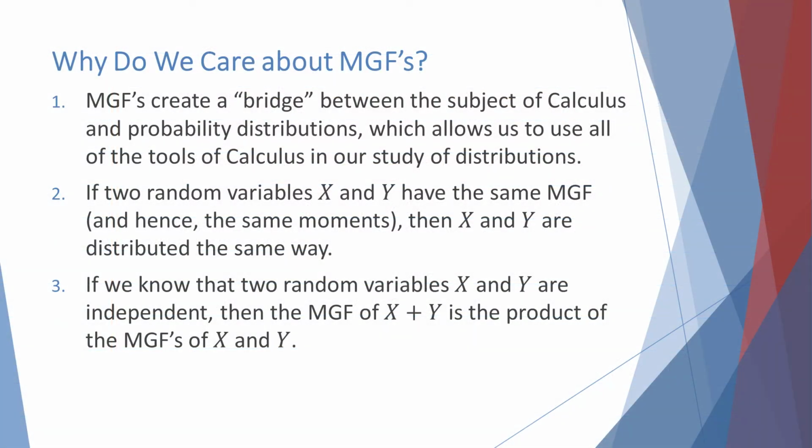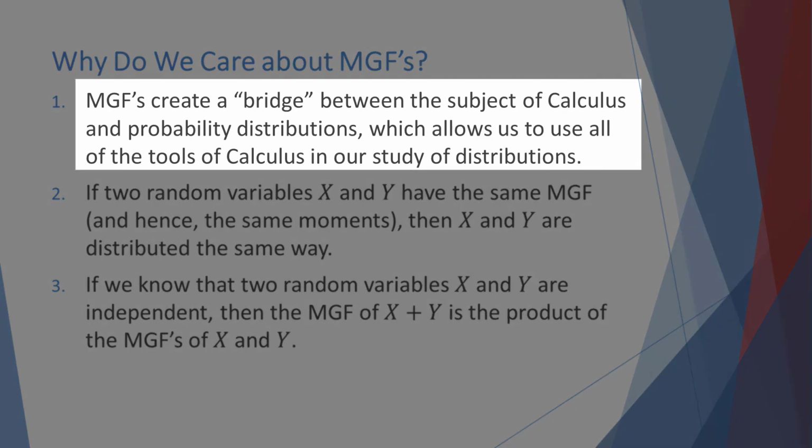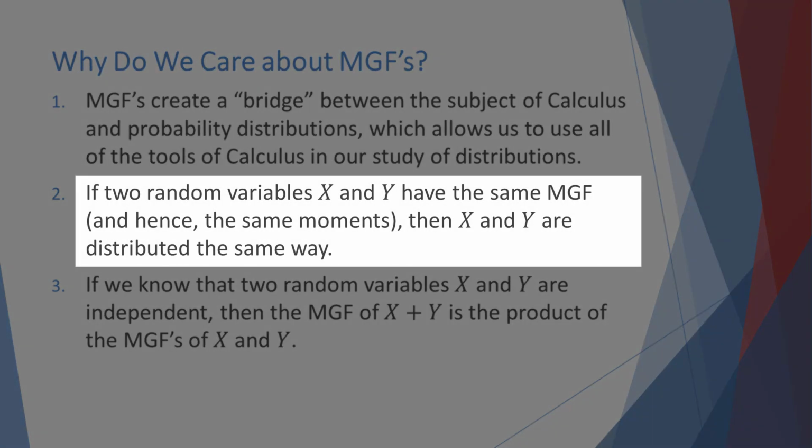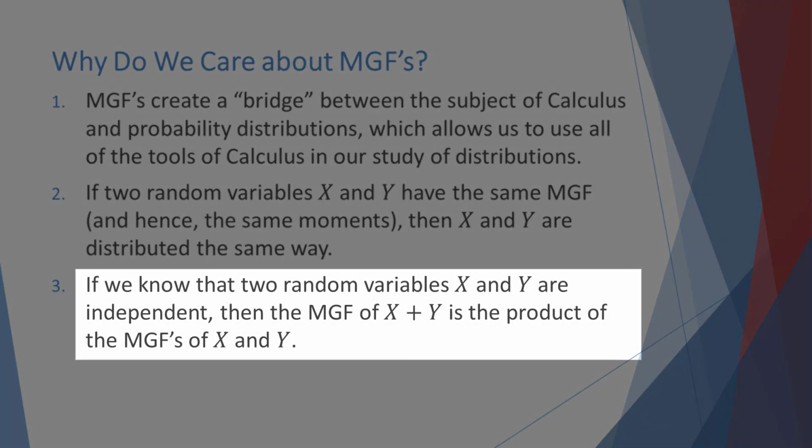So why do we care about moment generating functions? Well, first of all, moment generating functions create a bridge between the subject of calculus and probability distributions, which allows us to use all the tools of calculus in our study of distributions. Also, if two random variables x and y have the same moment generating function, and hence the same moments, then x and y are distributed the same way. Another point is that if we know that two random variables x and y are independent, then the moment generating function of the new random variable x plus y is the product of the moment generating functions of x and y. And this will be a useful fact when we start thinking about transformations of distributions.